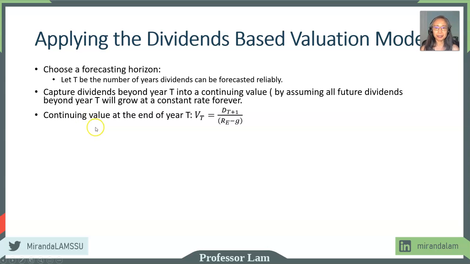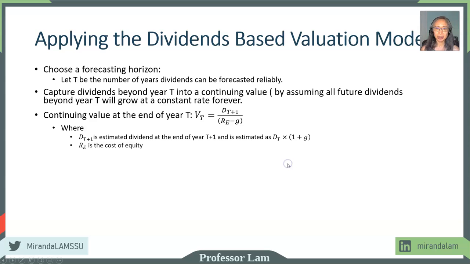So the continuing value can be captured using this constant growth perpetuity formula. This is the dividend in year T plus one, the estimated dividend at the end of year T plus one. And we can estimate that using the growth rate. Remember, we can forecast dividend up to year T. So we will be able to forecast this value, dividend at the end of year T. And we assume that it will increase at this constant growth rate. So remember, this growth rate will last forever. And RE, of course, is the cost of equity.